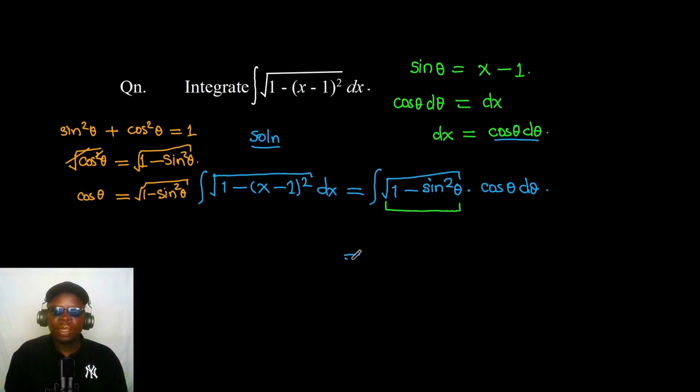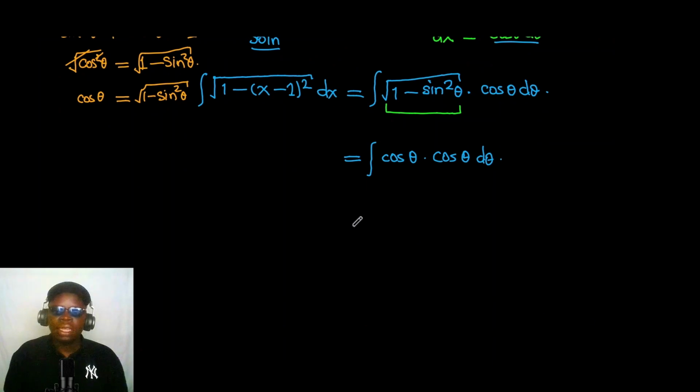Here we're going to replace what we have by cos theta, and we have the integral of cos theta, and this multiplies cos theta with respect to theta. Now we can simplify this, and we have the integral of cos square theta with respect to theta.